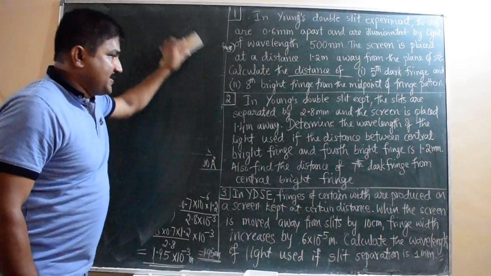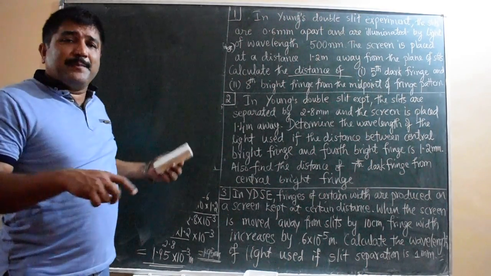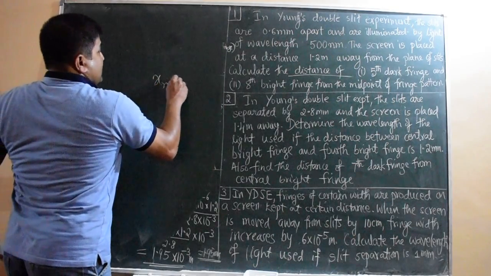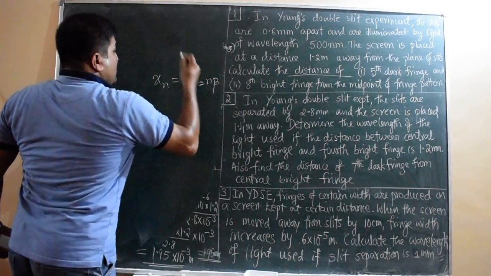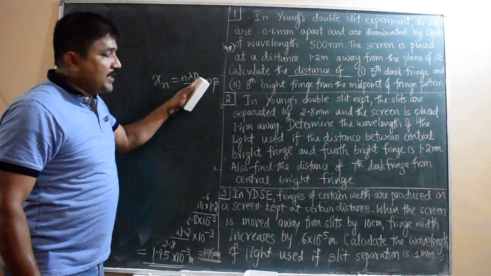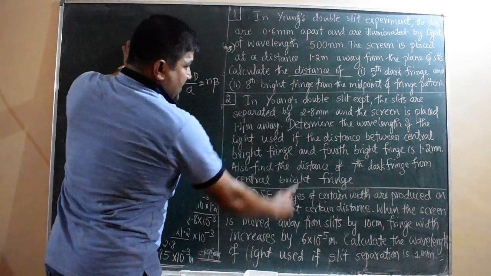In reverse, it is given as a bright fringe. The nth bright fringe distance is n beta, also you can take. xn is n lambda D by d, or you can also take n into beta, because lambda into capital D by small d is beta. That way also you can get the fringe width directly.